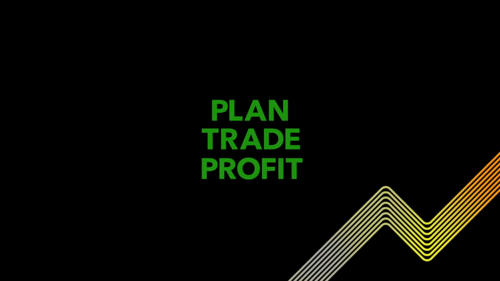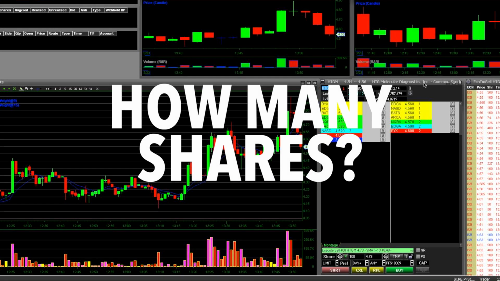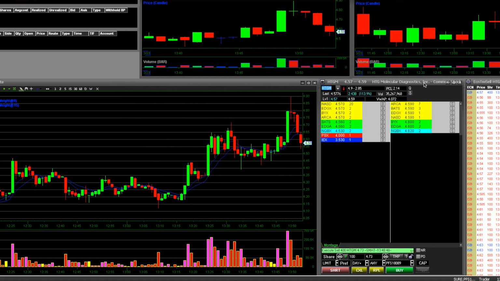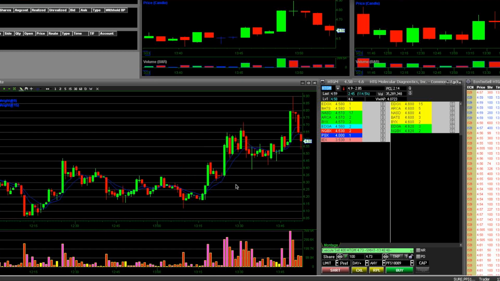A couple people have asked me, how do you figure out the size of the shares that you want to buy? How many shares do you want to buy per trade, and how does that work out? How does that even equate? One of the things that I do is I look at a stock, look at where the recent support is, where it's bounced, and figure out where my stop loss is going to be.